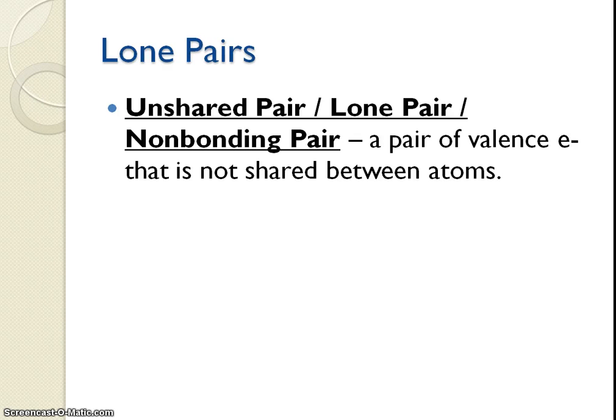Anytime you have those pictures that have electrons that are not part of a bond, we call those unshared pairs, lone pairs, or non-bonding pairs. I don't know why they have 3 different things for it, but that's just what scientists use. So it's a pair of valence electrons that's not being shared.